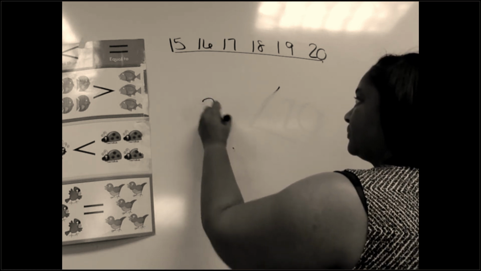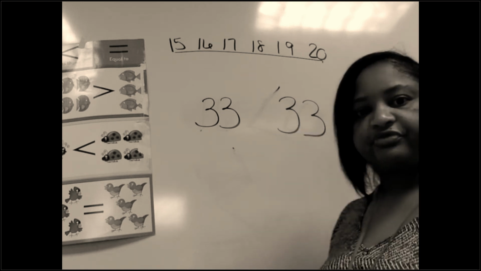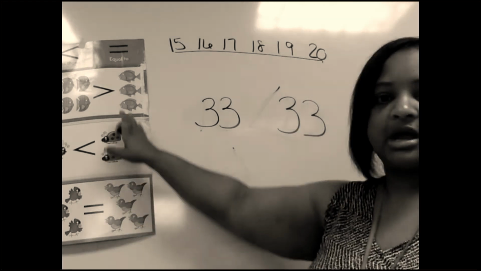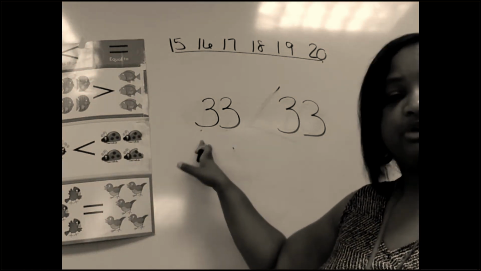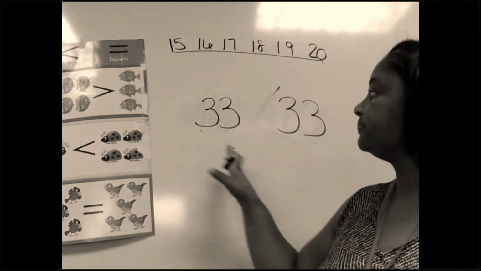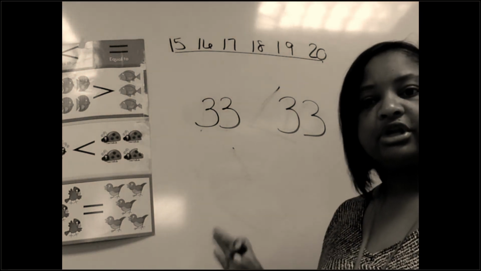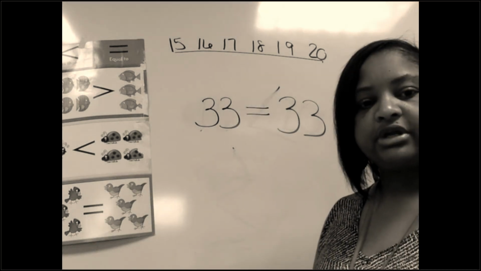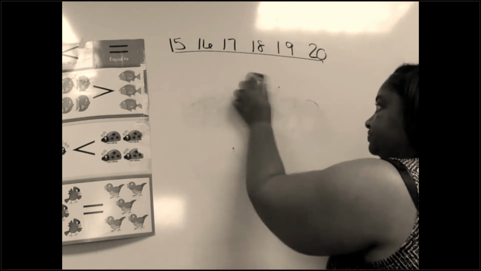I have 33 and 33. Well, remember, we're talking about greater than, less than, and equal to. So if I'm looking at 33 and 33, they look like the same, correct? So I already know that 33 is equal to 33. Let's look at another number.